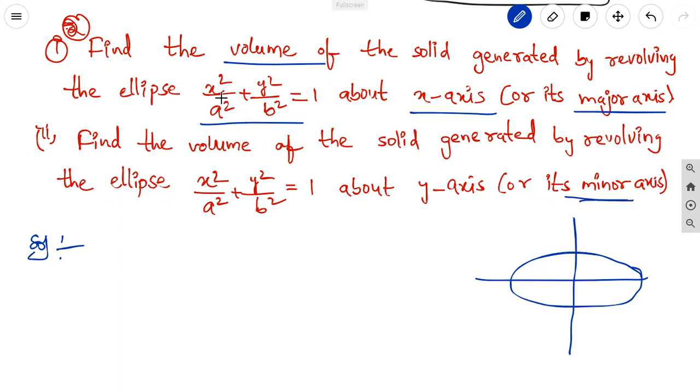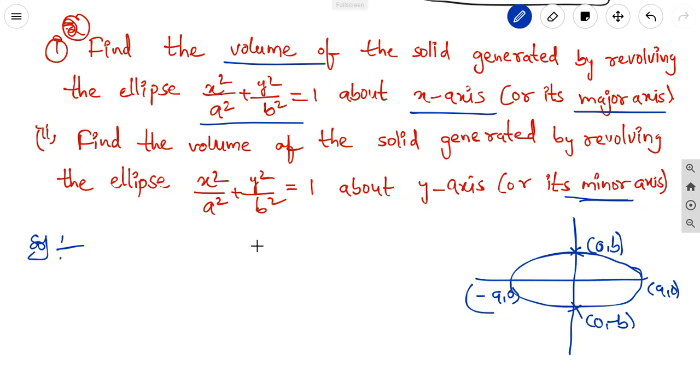For major axis means we can take y equal to 0, then we are getting x values are plus or minus a. It is minus a comma 0. This is a comma 0. For the y-axis limits, minor axis limits, if put x equal to 0, we get y is plus or minus b, that is 0 comma b and 0 comma minus b. These are the limits. Okay, this is the ellipse equation.